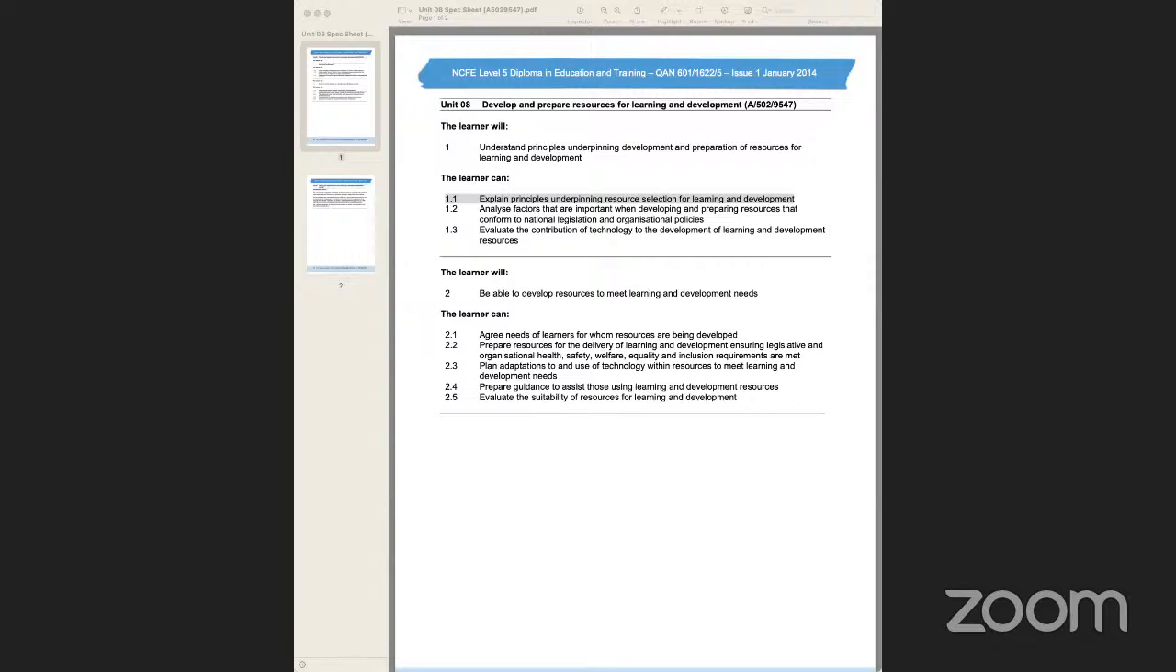The other being how we look at guidance to assist and prepare these resources, and then the other bit would be evaluating the suitability of these resources, to be able to use them aptly for the purposes of teaching and learning within a classroom based setting. So I think these are the bits that we have to look at in this particular unit.